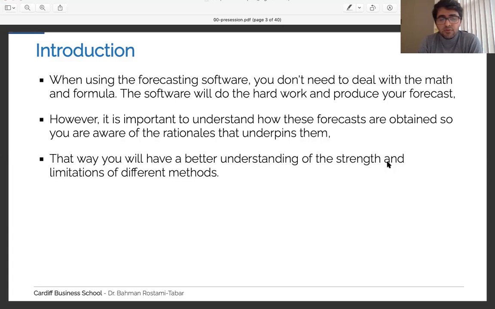This is important in practice because it helps us to understand the strengths and limitations of different methods. And then based on those strengths and limitations, we may decide to use one method or ignore it. So it is important to understand what is going on. And the idea of this chapter is to introduce the curve fitting and exponential smoothing and explain what is behind these approaches.